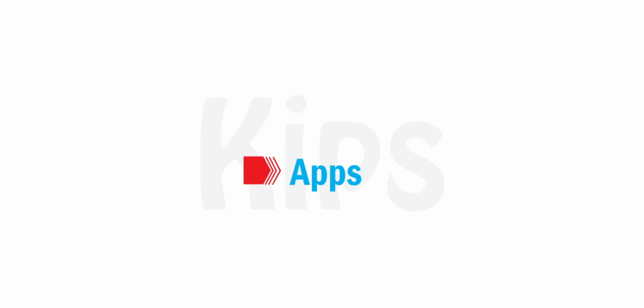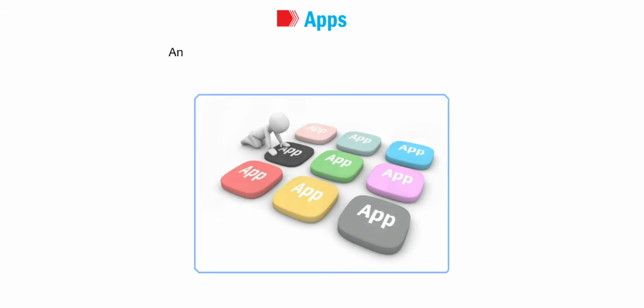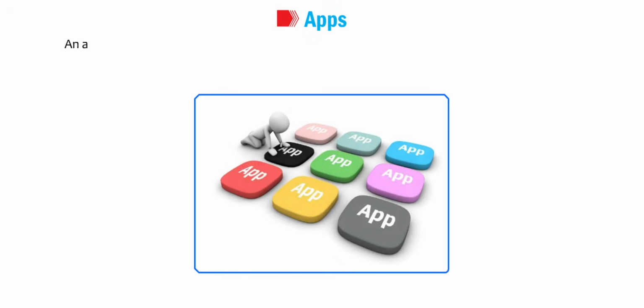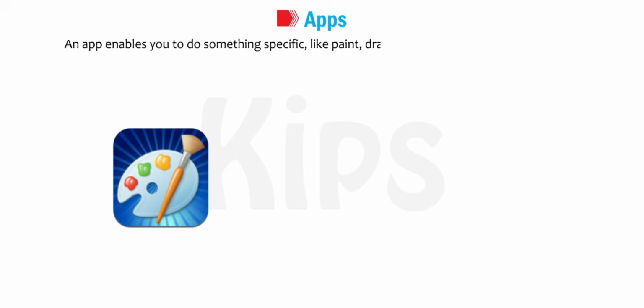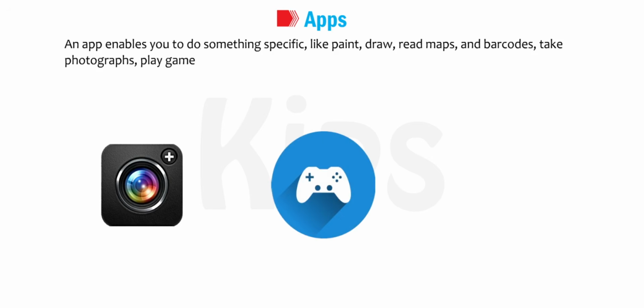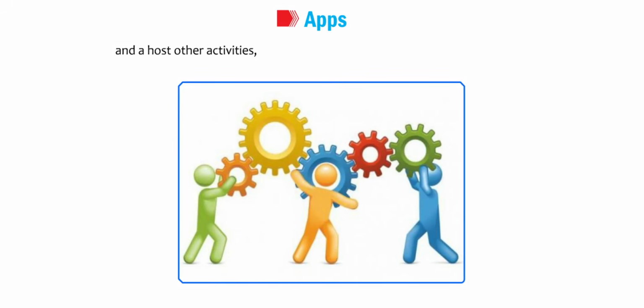First, let's start. What is an app? An application is a software designed to do a specific job. The word app is an abbreviation for application. An app enables you to do something specific, like you can paint, draw, read maps and barcodes, take photographs, play games, watch and edit videos, and host other activities, but within the technical limitations of your device.